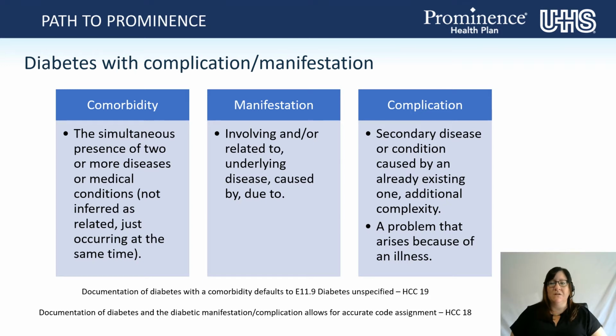Documentation of diabetes with the comorbidity will automatically default to E11.9 Diabetes Unspecified HCC 19. Documentation of diabetes and the diabetic manifestation or complication allows for accurate code assignment and would typically code out to HCC 18.